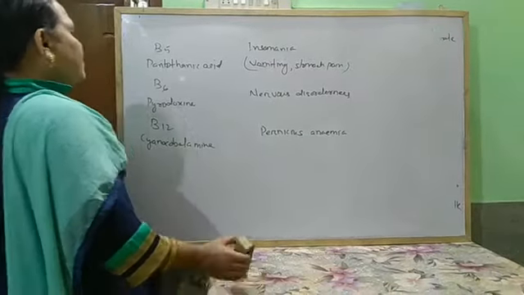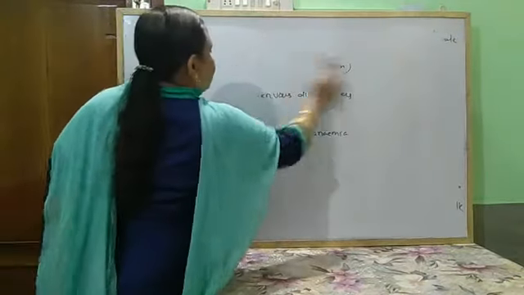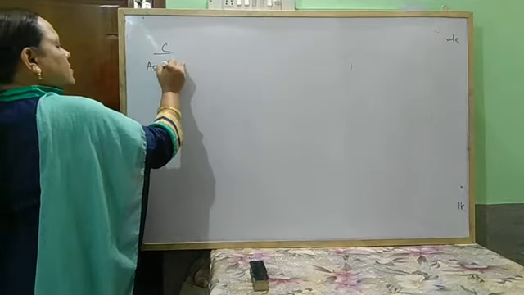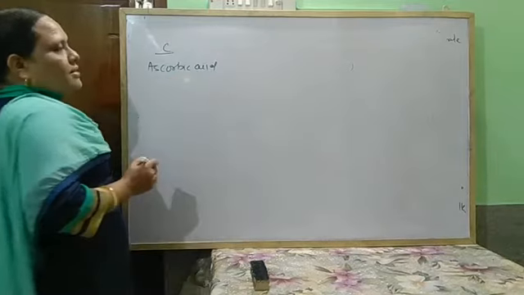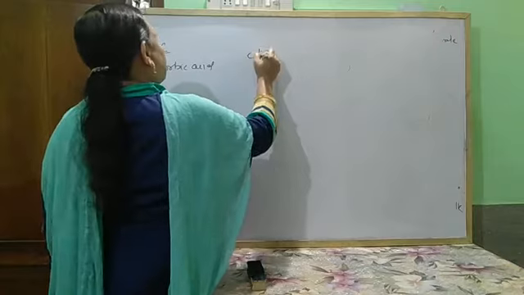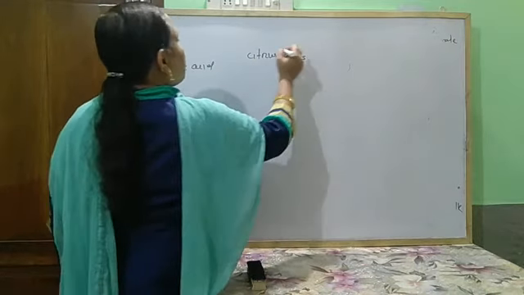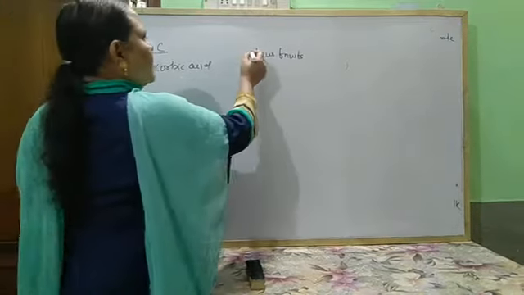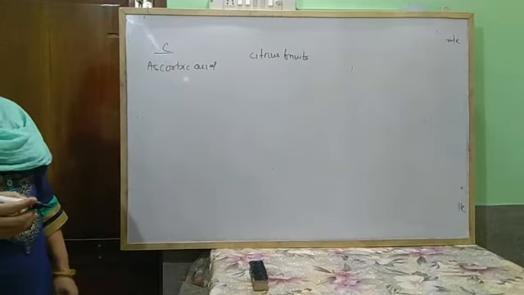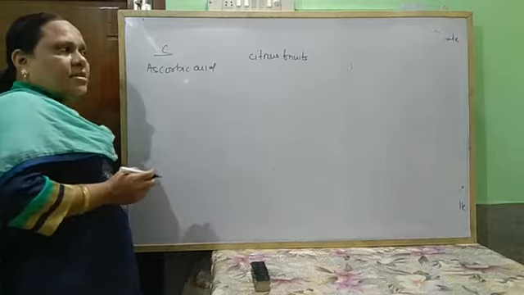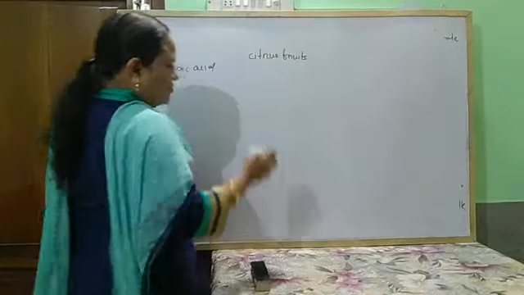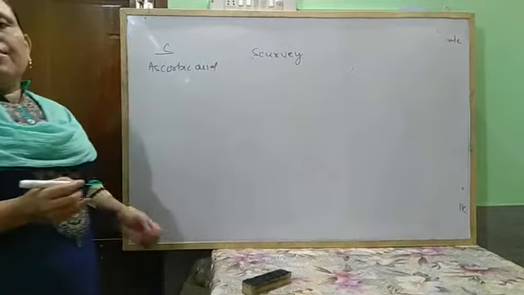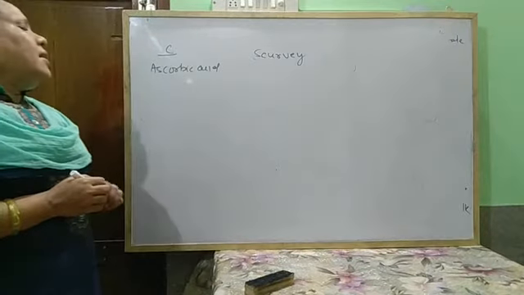Next we come to another vitamin, that is vitamin C, known as ascorbic acid. Generally this is found in citrus fruits like lemon, orange, etc. The deficiency disease of vitamin C is scurvy.